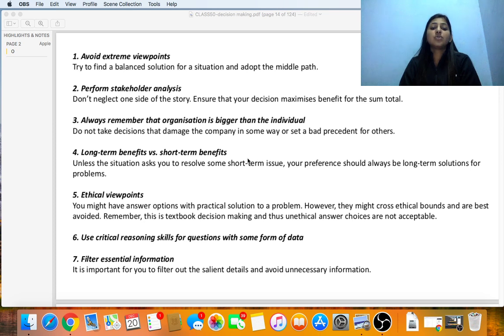Number six, you have to use your critical reasoning skills for questions with some data, and filter essential information. As you go on reading the given information, you have to be able to retain important information while you do it.